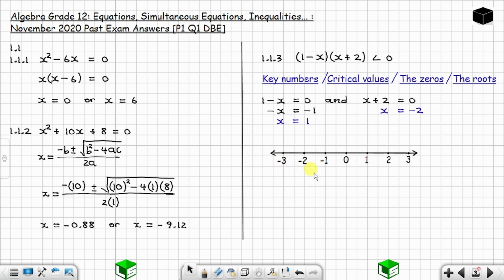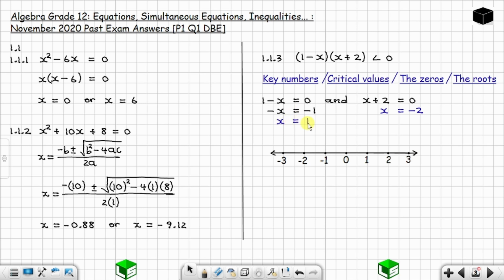Now from here, you need to locate your key numbers on the number line, right? So you have x equal to 1 and x equal to -2. You need to locate them on the number line. Remember, you don't have an equal sign there. You only have less than. So what you have to do is to locate your key numbers on the number line.